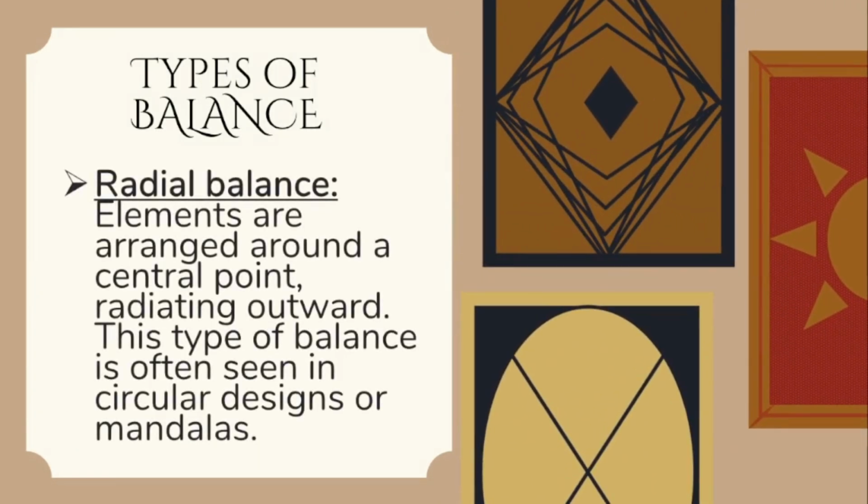Radial balance. Elements are arranged around a central point, radiating outward. This type of balance is often seen in circular designs or mandalas.